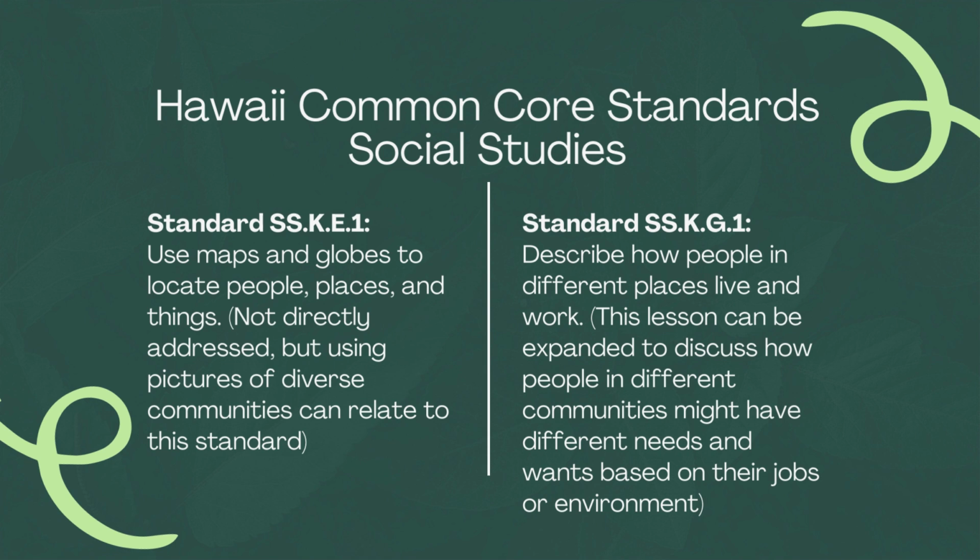So for the first grade lesson, we're looking at the Hawaii Common Core standards for social studies. The first standard is to use maps and globes to locate people, places, and things. Not directly addressed, but using pictures of diverse communities can relate to this standard. Also, the next standard is to describe how people in different places live and work. This lesson can be expanded to discuss how people in different communities might have different needs and wants based on their jobs or environment.